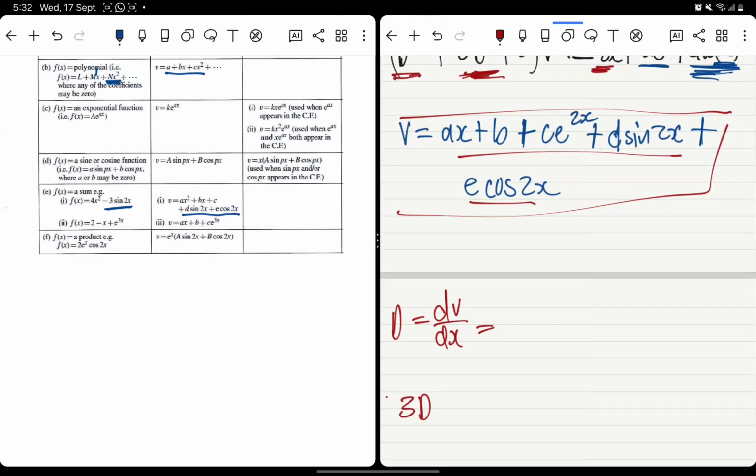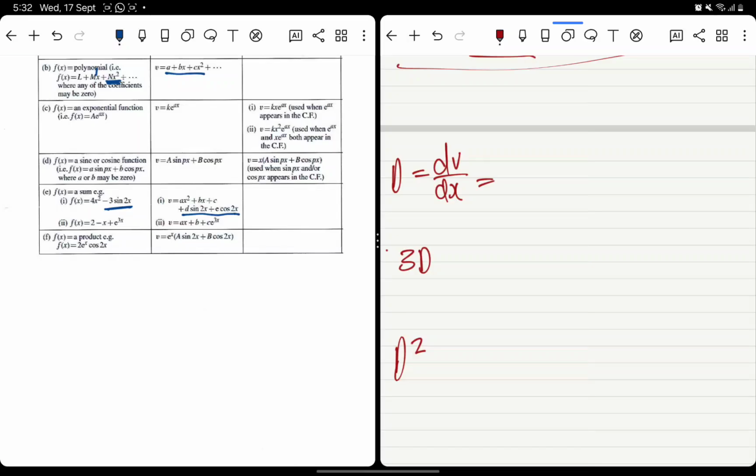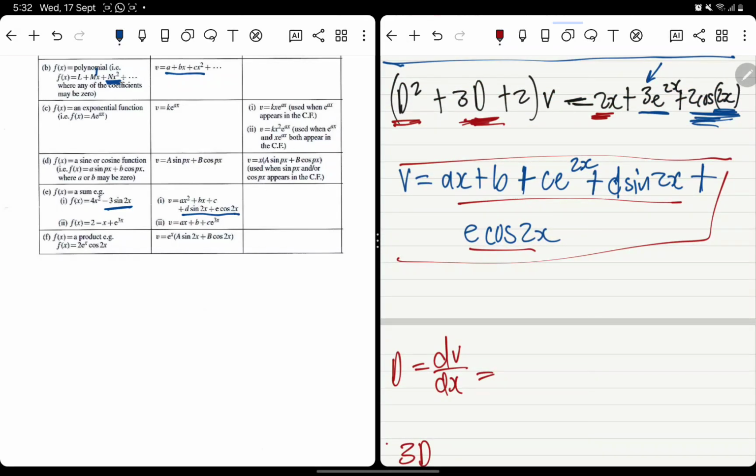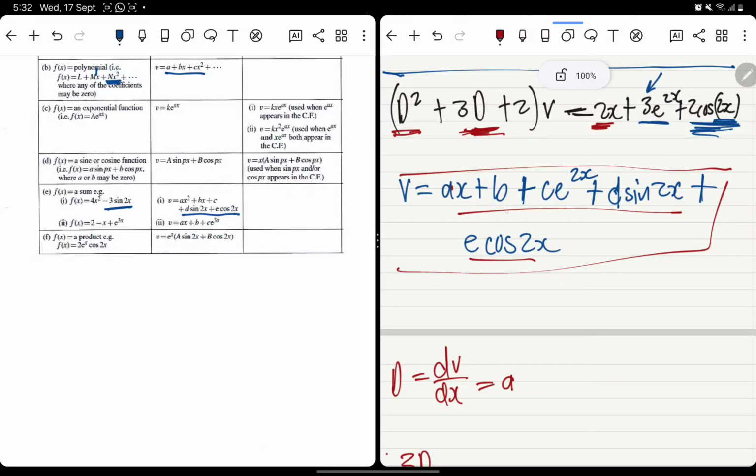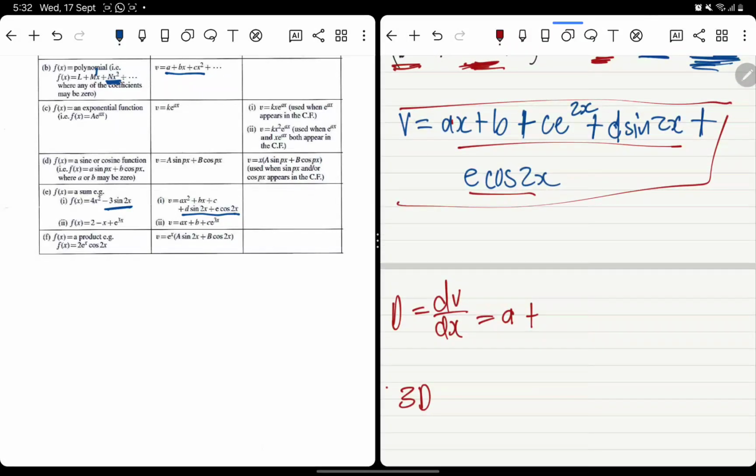So there is differentiation involved, and a lot of people stay there. You've got to differentiate this whole thing. Ax, it will be a, plus the derivative of b is nothing, plus here the derivative of ce to the 2x. What do you do? You bring it first. c is just a constant. You would have e to the 2x times 2, right? Because it comes back, then you multiply by the derivative of this. So in actual fact, it will be 2ce to the 2x.